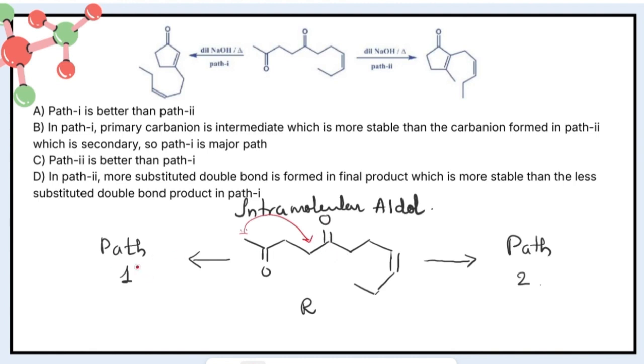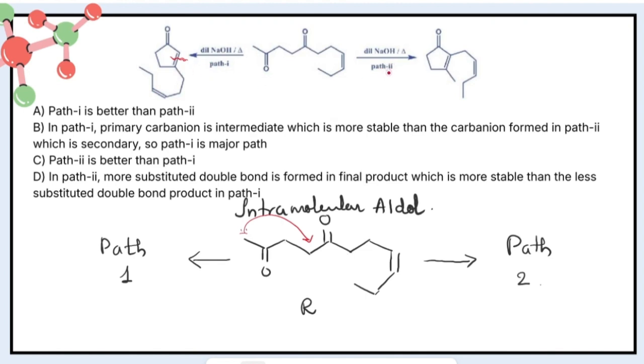Then it will form the product shown in path 1. How did we decide this? You can do a retro analysis here. That means you cleave this bond, add 2 hydrogens here and 1 oxygen here, and then observe. We have CH3CO, CH3CO, and then the rest will be CH2, and then CO. So it is nothing but as given in path 1.